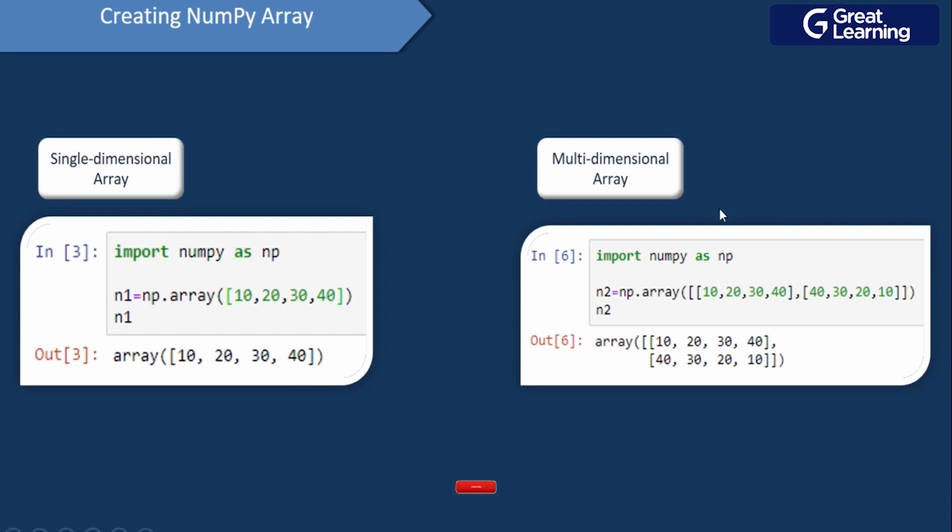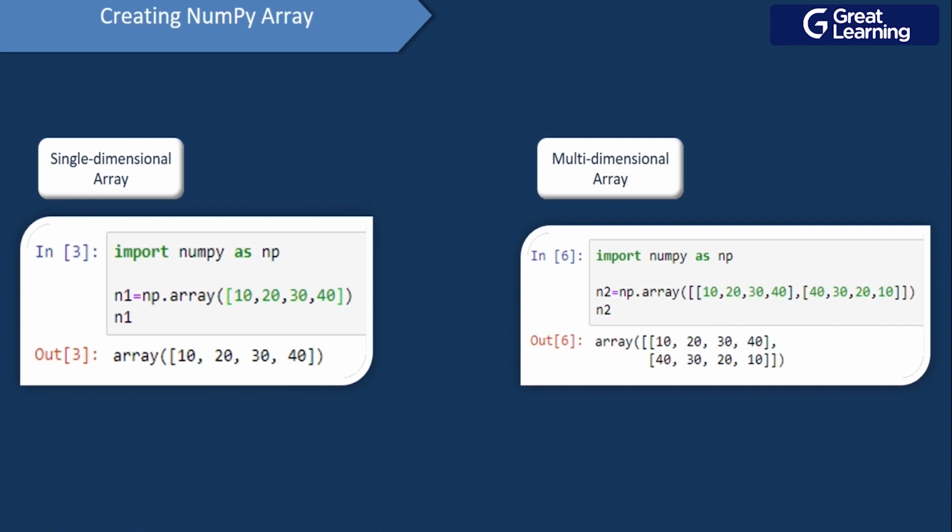Similarly, I go ahead and create a multi-dimensional array. So here we are passing in a list of lists. So here we had a single list. Here we are passing in a list of lists. So as you see, we have a list over here and inside this we have two more lists. The first list comprises the elements 10, 20, 30 and 40 and the second list comprises the elements 40, 30, 20 and 10. And when I print it out, this is how I get this multi-dimensional array. The first list is present in the first row and the second list is present in the second row.